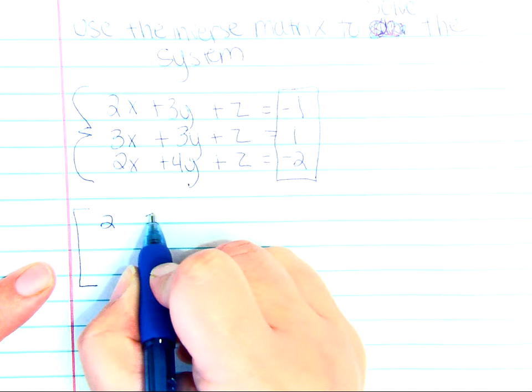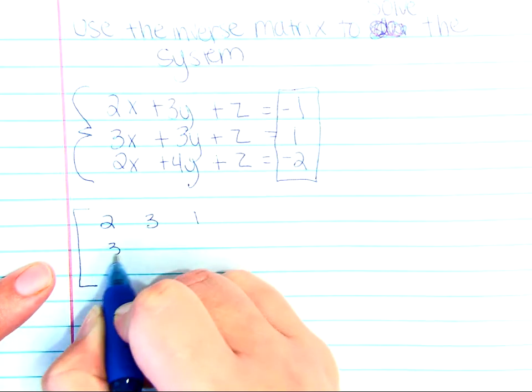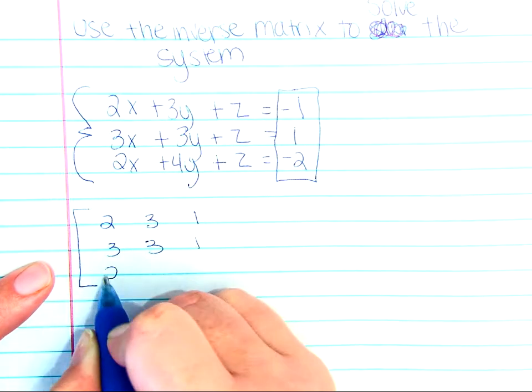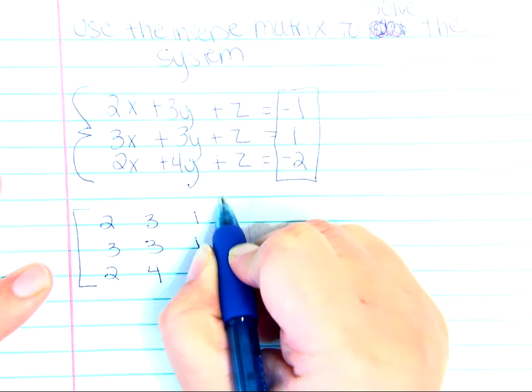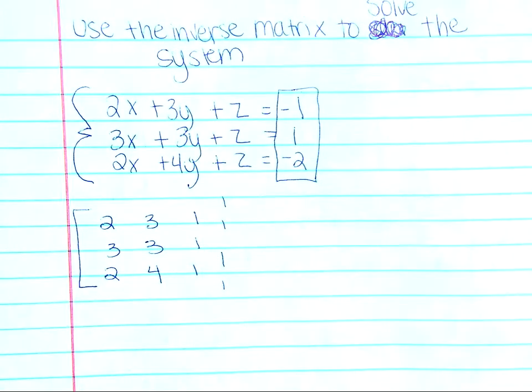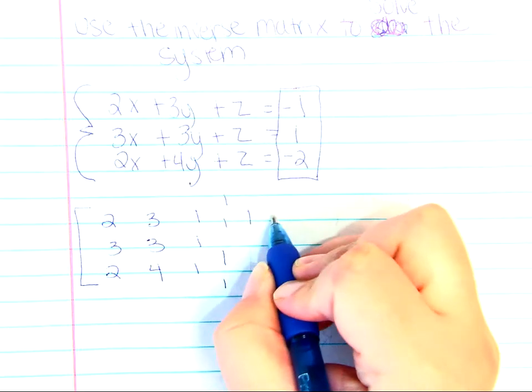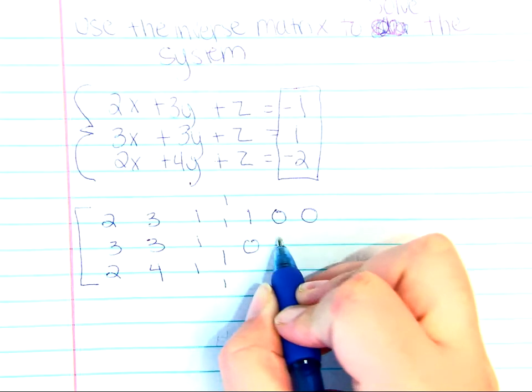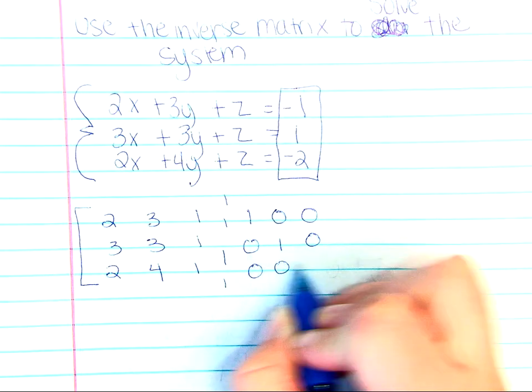2, 3, 1, 3, 3, 1, 2, 4, 1, and then I'm going to attach my identity matrix, because I need to find the inverse matrix if I want to do this. So that would be 1, 0, 0, 0, 1, 0, 0, 0, 1.